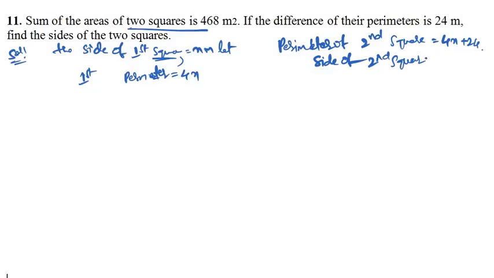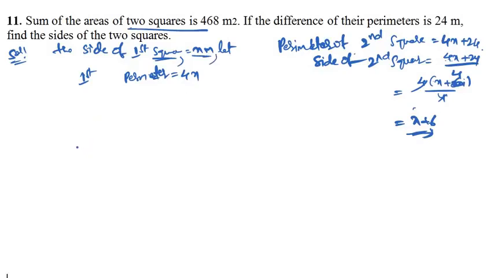From this we have to find one side, meaning 4x plus 24 divided by 4, since a square has 4 sides. So 4 will be common from 4x plus 24, so it is 4 times (x plus 6) divided by 4. So 4 will get cancelled, and x plus 6 is the answer here. So this is the second square's side, and x is the first square's side.